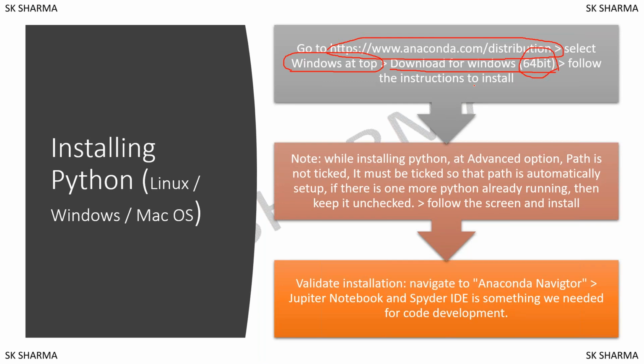And then you can just simply right click and install it, run as admin. It is pretty simple to install the Python software. Only one thing you have to take care of: while we install, at some point there is an advanced option and we should check mark the path option. By default it is not ticked, so you make sure it is checked.